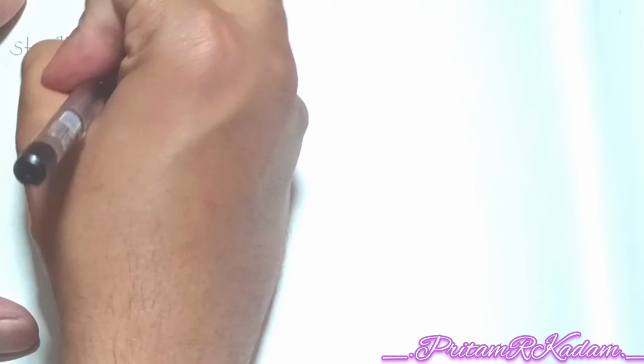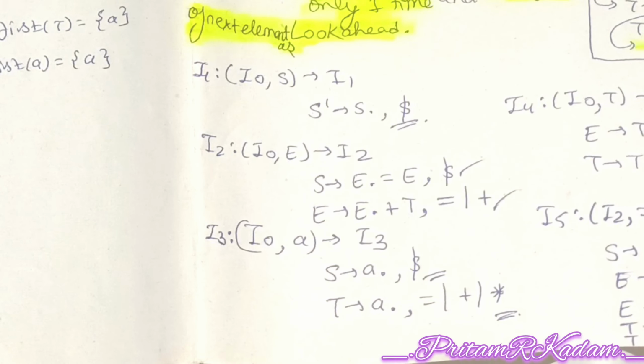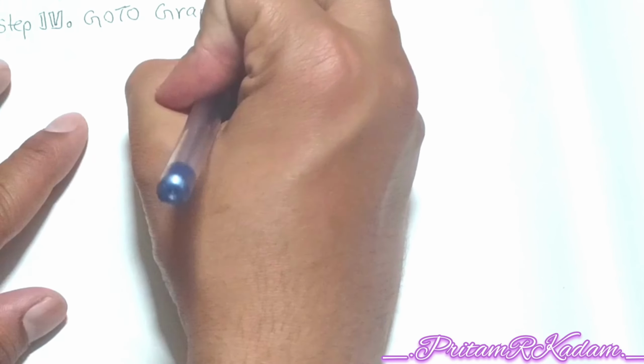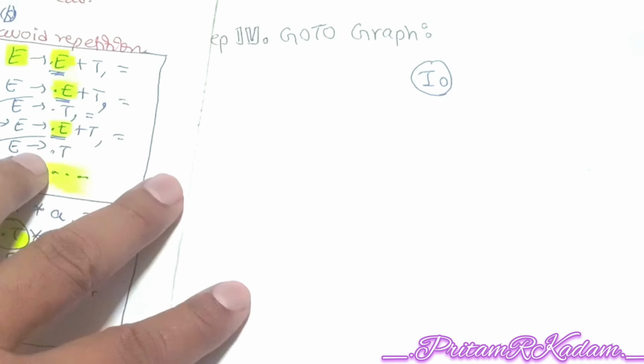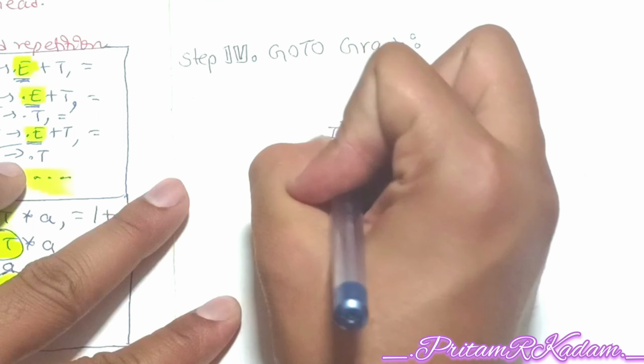Now let us proceed to the next step, that is the construction of the goto graph. For the goto graph, we just need the source and the destination, and on the arrow we just have to show by which terminal or non-terminal that destination was reached. We always start with I0. So let us make I0 over here. Now we got I1 when we passed S on I0. So I will have the destination as I1 with S on top of the arrow.